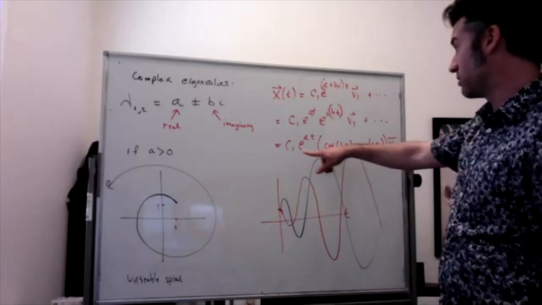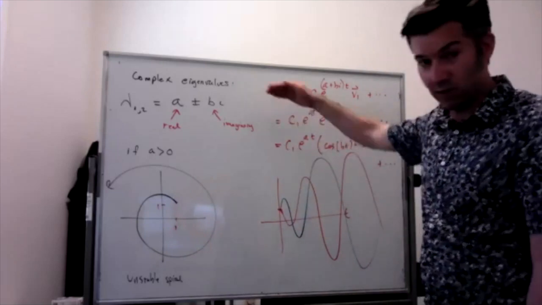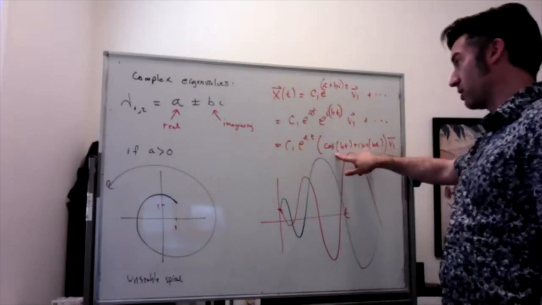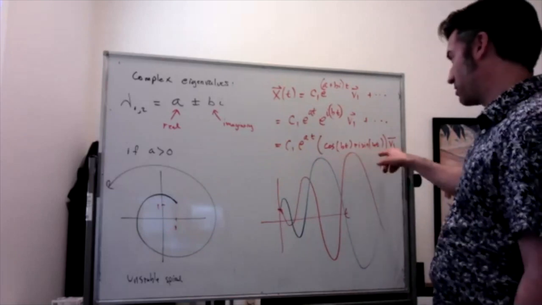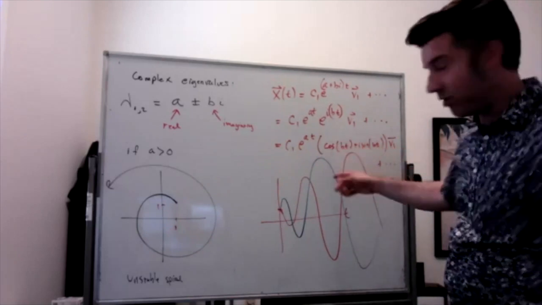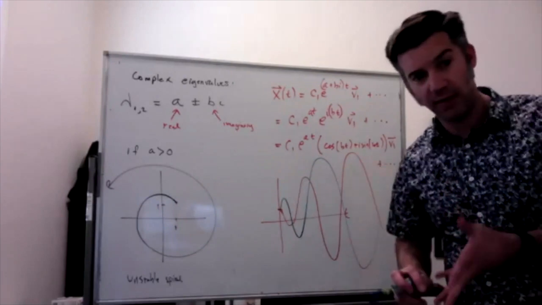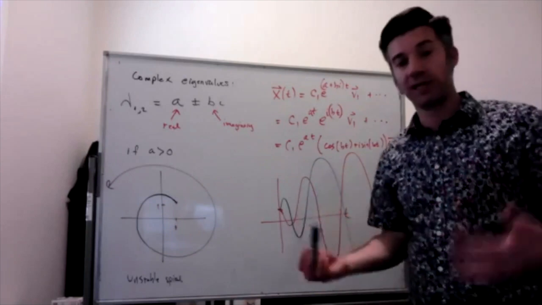Because if you look at this formula for x and y, for the vector x of t, which is x and y, you're seeing that you have this oscillatory nature, where as time goes on, this is going to oscillate between 1 and -1. I don't want to get super deep into that, but that's the idea. That's why when you have a complex eigenvalue, you're always going to get a spiral.